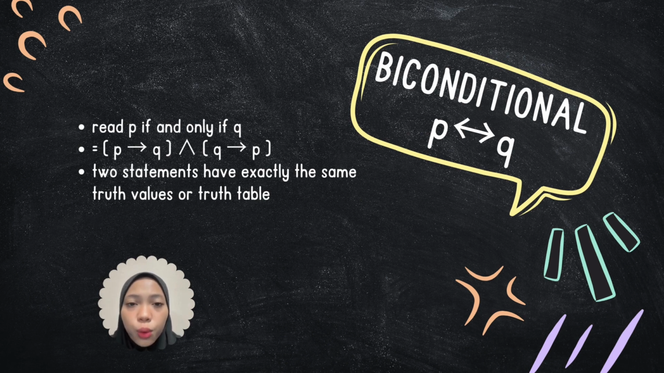Biconditional. As we know, we read biconditional as P if and only if Q. The other form is P implies Q and Q implies P. The brackets are very important, so don't be careless. Biconditional statements show that two statements have exactly the same truth values or truth tables.